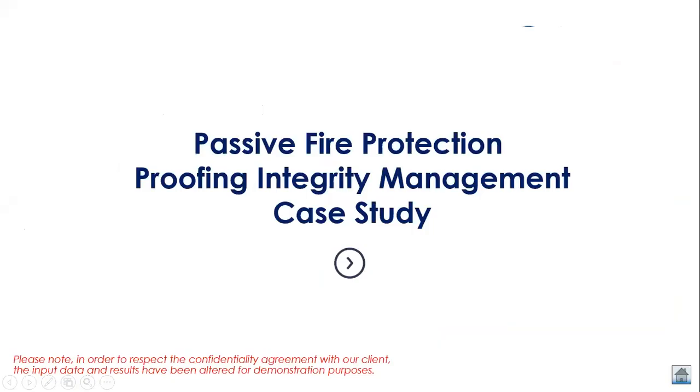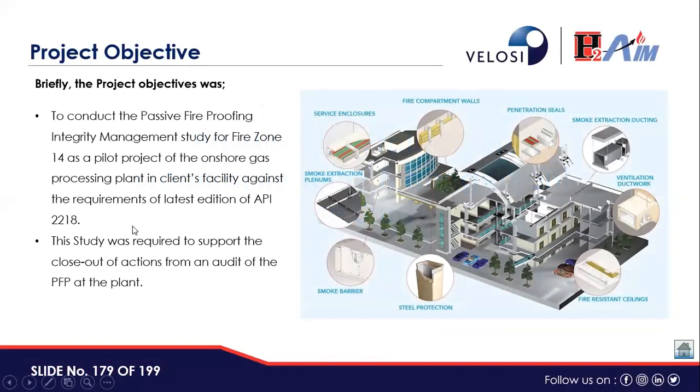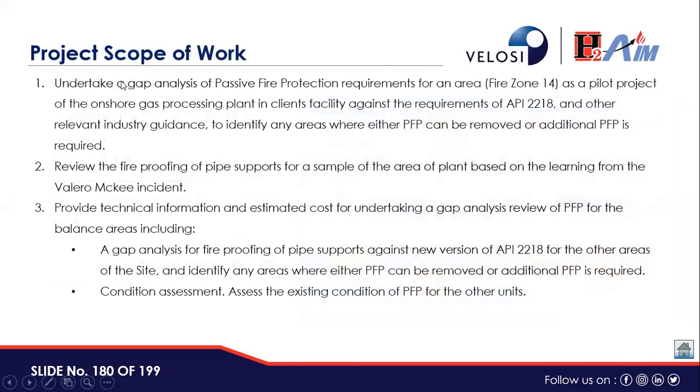Now the passive fire protection, proofing integrity management case study. So for this project, the objective was to conduct the passive fireproofing integrity management study for fire zone 14 as per pilot project of the onshore gas processing plant in client's facility against the requirements of the latest edition of API 2218. The study was required to support the close out of actions from an audit of the PFP, passive fireproofing, at the plant.